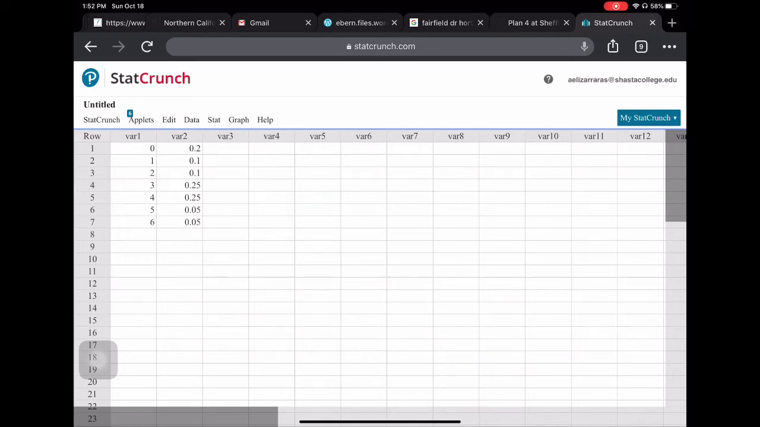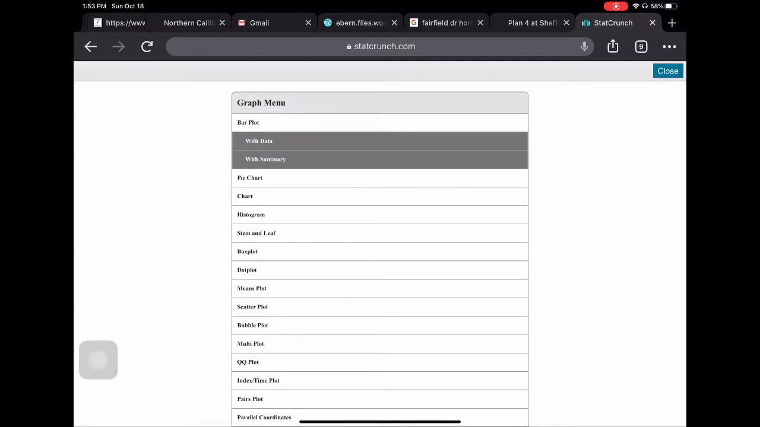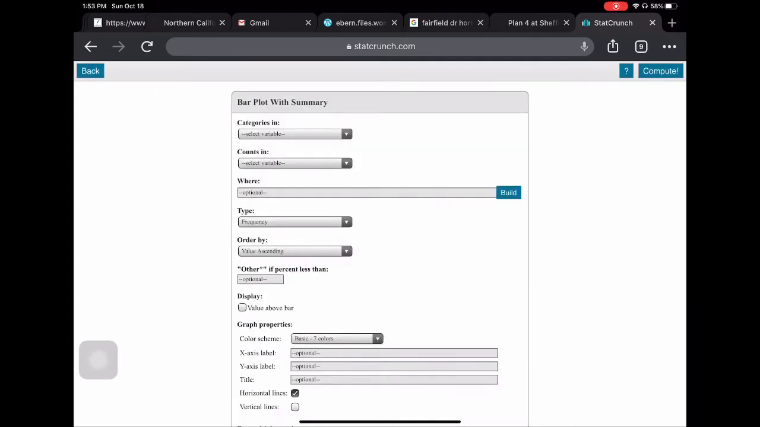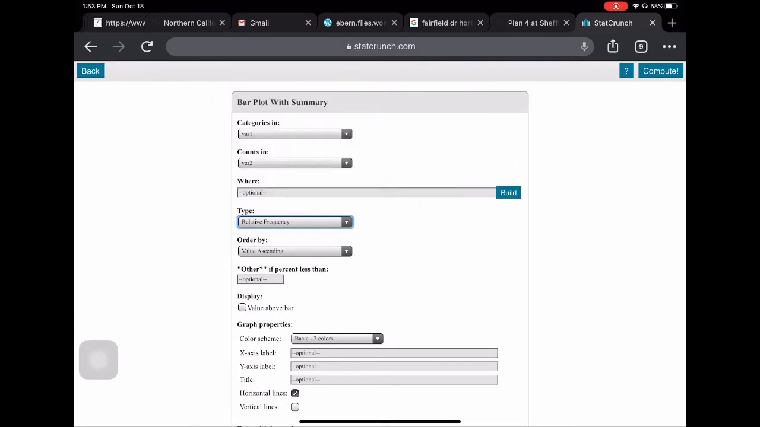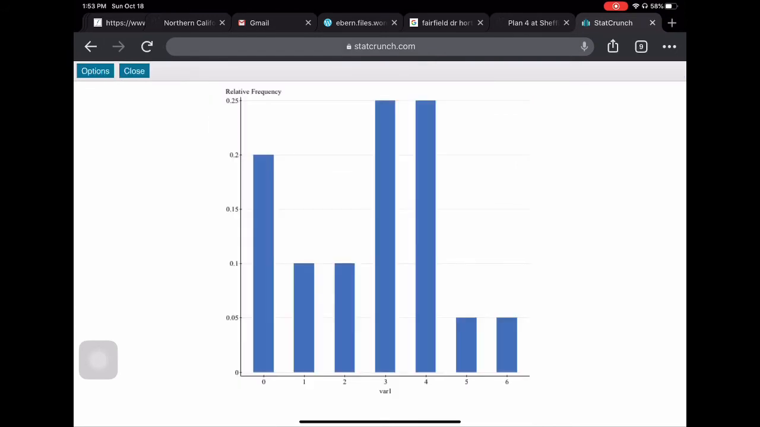Okay, in order to create this histogram, we're going to graph a bar plot. So we're going to graph a bar plot with summary because we don't have actual counts, we have percents. The categories are in our variable 1, the counts are in our variable 2, and we actually have relative frequency, which I'm just going to go ahead and mark. You don't have to have it, but it's nice. And then we click compute, and here's the distribution that matches.